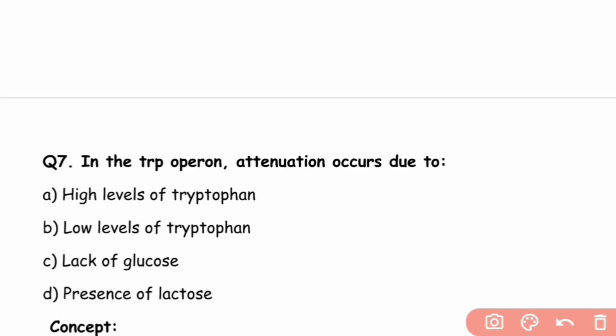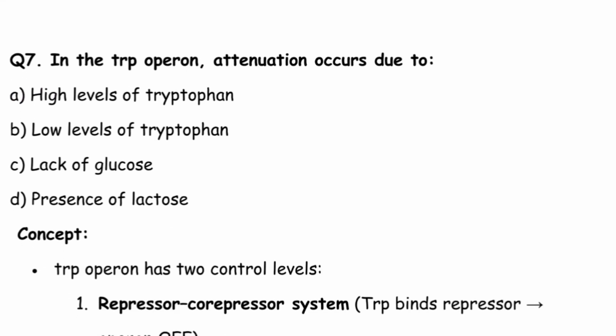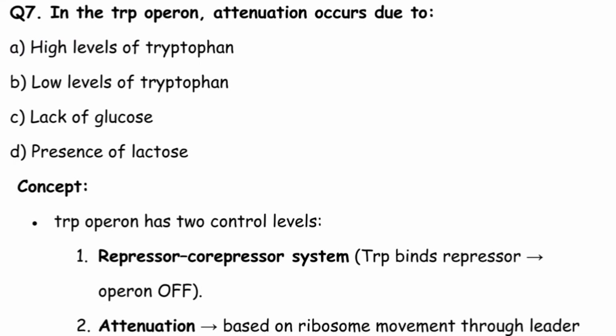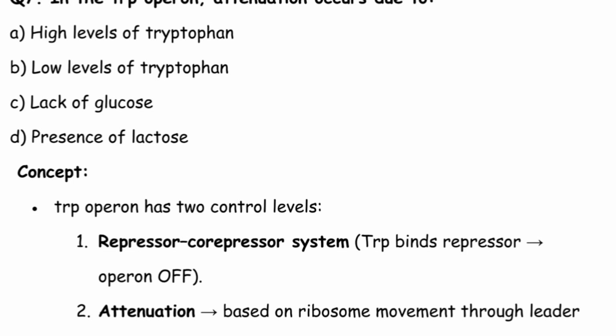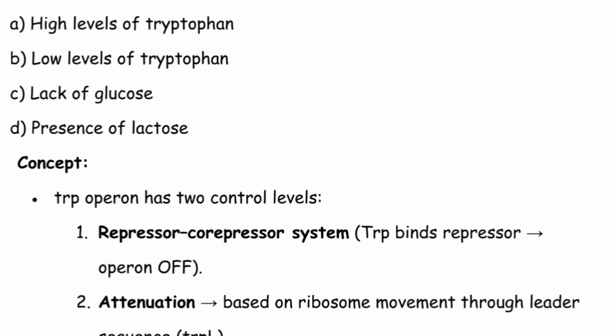Next question: in the tryptophan operon, attenuation occurs due to high levels of tryptophan, low levels of tryptophan, lack of glucose, or presence of lactose. The correct answer is high levels of tryptophan. Let us see the concept behind it. The tryptophan operon has two control levels. One is attenuation and another one is the repressor-corepressor system. In the repressor-corepressor system, tryptophan binds with the repressor. As a result, the operon is turned off.